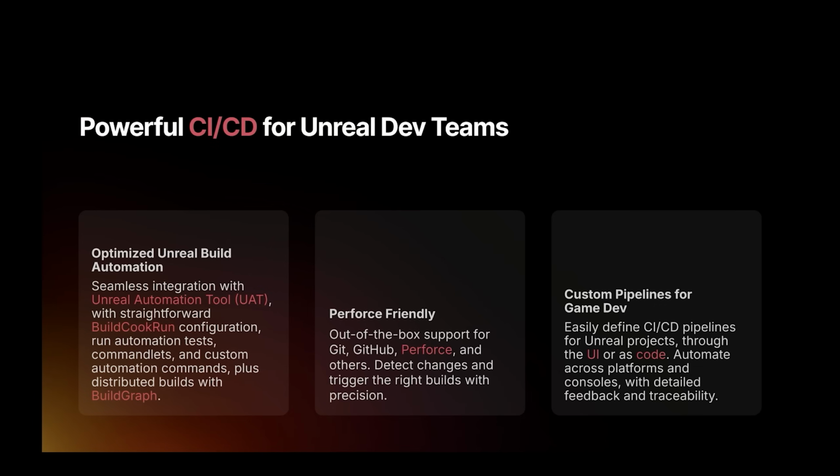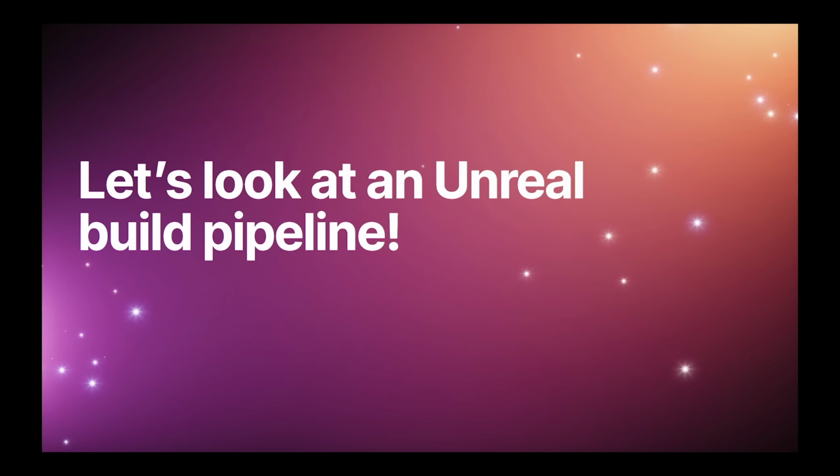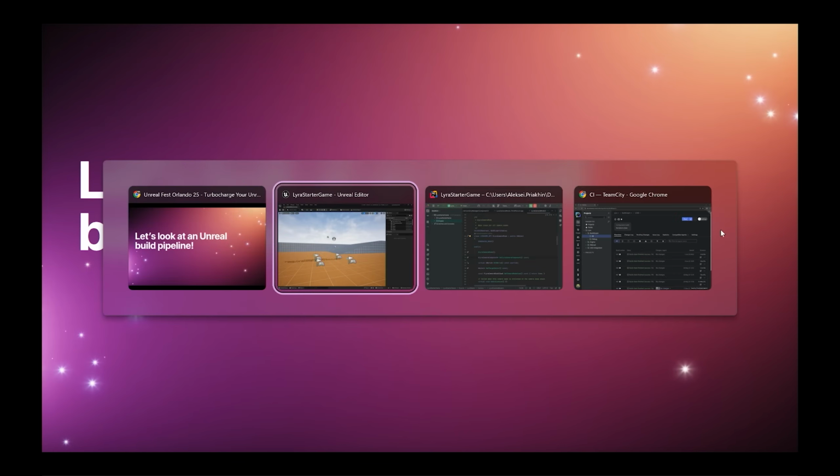So we have integration with UAT, and you can do standard build, cook, run configurations. There's also support for commandlets, running distributed builds with BuildGraph. As I mentioned, we have Perforce support as well as Git, and you can easily define your pipeline. So let's look at a real-world example.